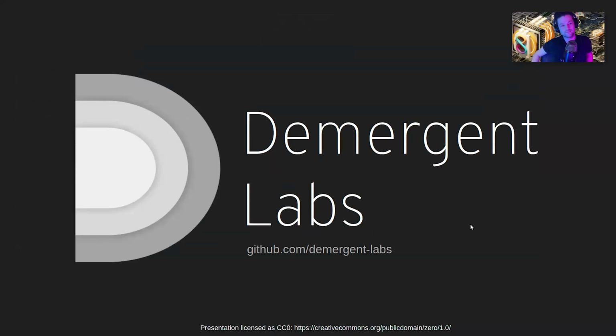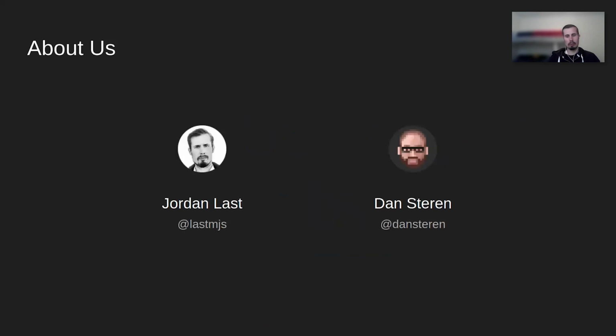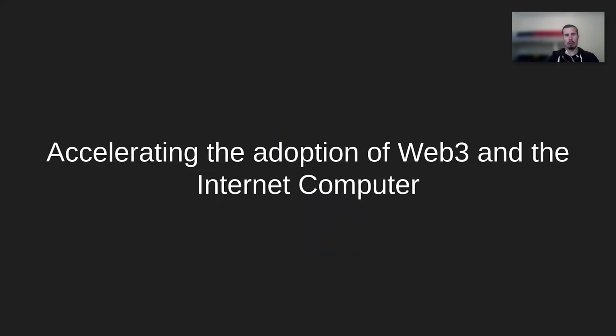So my name is Jordan Last, founder of Demergent Labs. We are a company of two people right now, Jordan Last and Dan Starin. We have a mysterious third person who'll be joining us next month as well, so hopefully you'll get to know him. And what is our goal? We want to accelerate the adoption of Web3 and the internet computer. In my personal opinion, the internet computer, we hope, is going to be an extremely important piece of Web3, if not mainly what Web3 is all about. So we are doing that with three main projects.